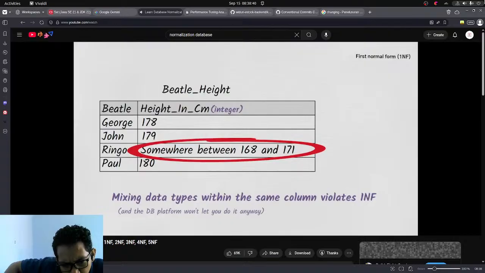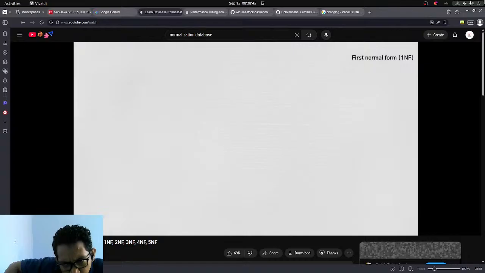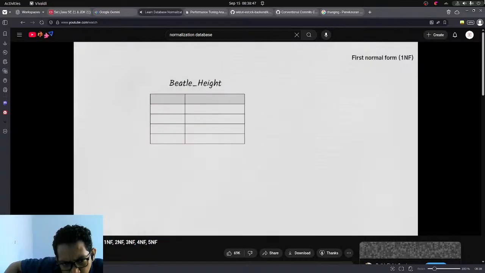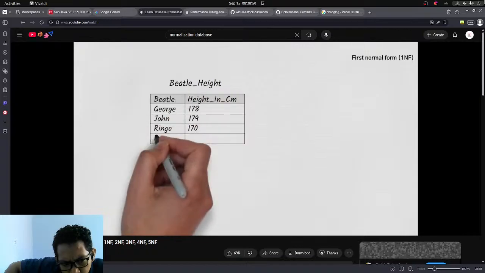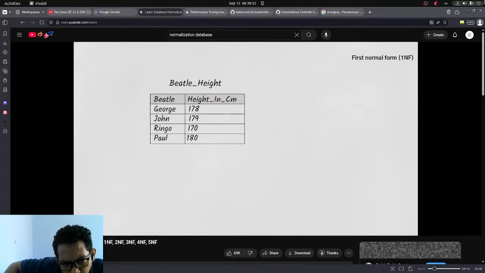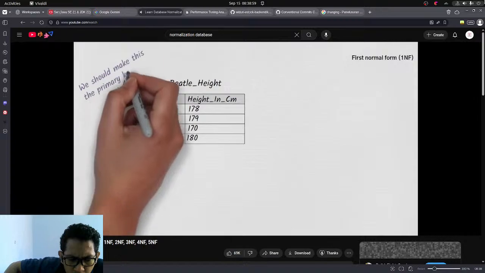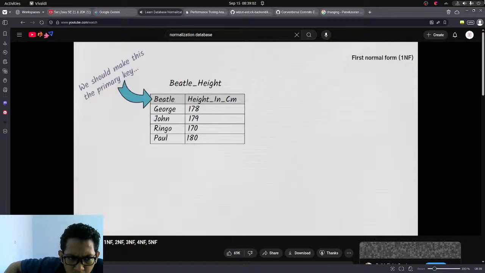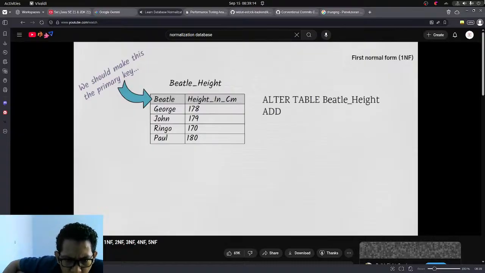A third way of violating first normal form is by designing a table without a primary key. A primary key is a column, or a combination of columns, that uniquely identifies a row in the table. For example, in the table Beetle height, our intention is that each row should tell us about one particular beetle, so we ought to designate Beetle as the primary key of the Beetle height table. The database platform will need to know about our choice of primary key, so we'll want to get the primary key into the database by doing something like this.